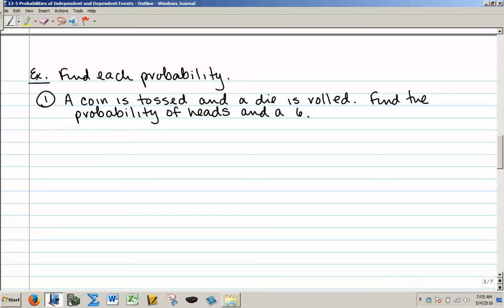A coin is tossed and a die is rolled. Now these are independent events because rolling the die is in no way affected by the coin being tossed. Tossing the coin does not change the outcome of the die being rolled. So let's find the probability of tossing heads and rolling a 6. So the probability of heads and a 6 is equal to the probability of heads times the probability of a 6.